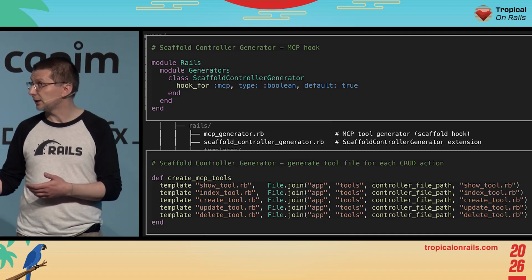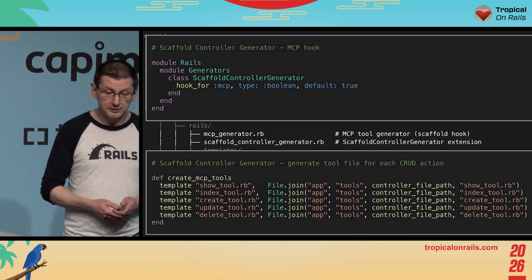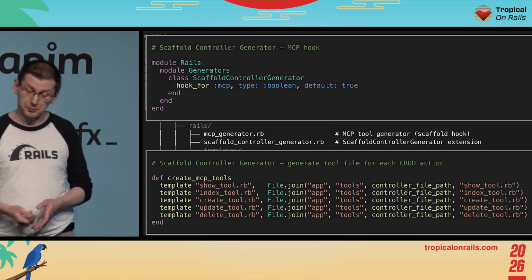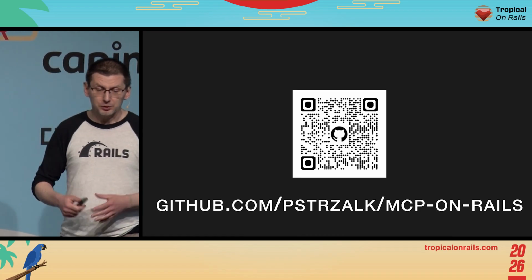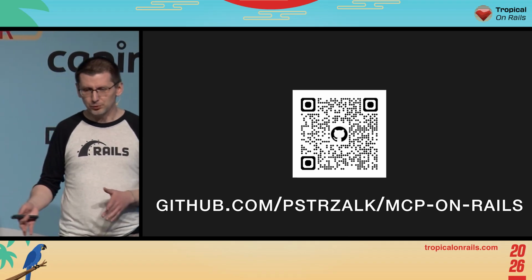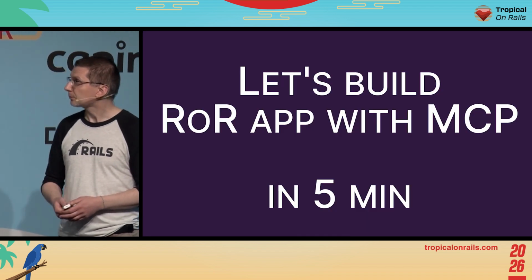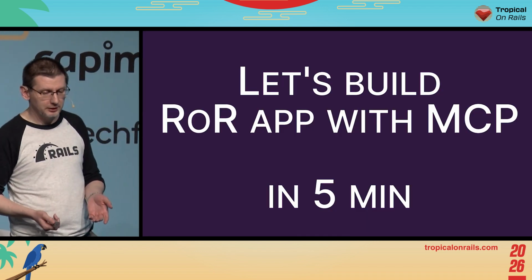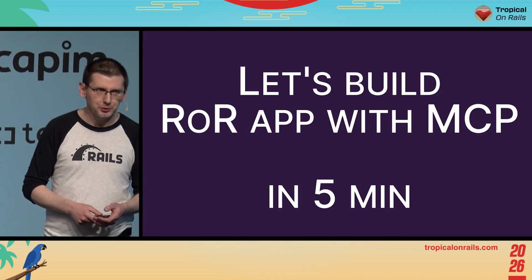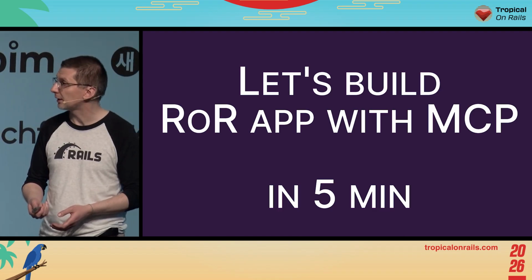So an MCP host can already interact with your site after a simple scaffold. So there is much more inside, but for now, that's the template, our tool for all the upcoming code exercises. All right. So with that, let's build a Ruby on Rails application with MCP in 5 minutes, because, well, it shouldn't take more.